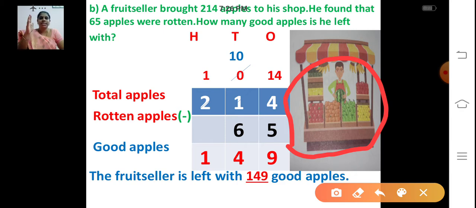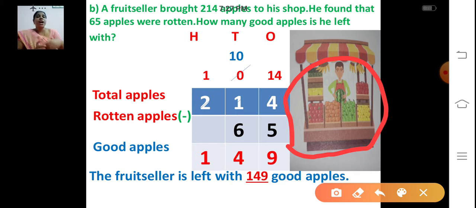So some apples have become bad now. So he has to take them out. Now we are going to find out how many good apples he is left with. How will you find out? So we know the total apples, right? And the rotten apples. How much is rotten? 65. So how many good apples? How will you find out? Will you do addition or subtraction?